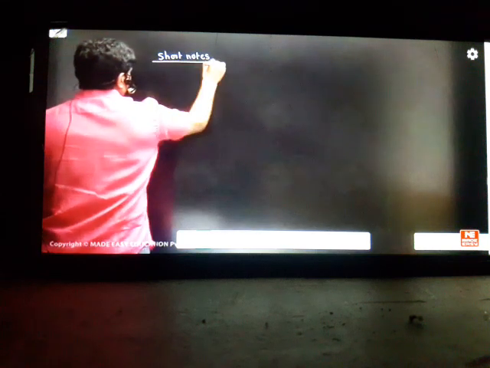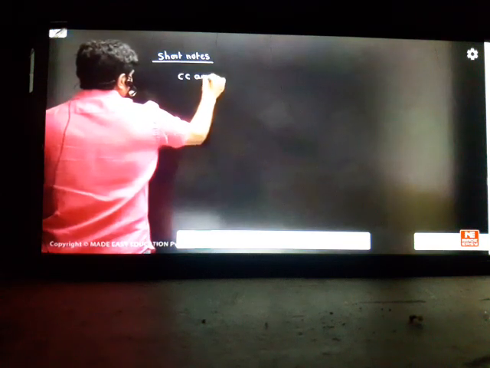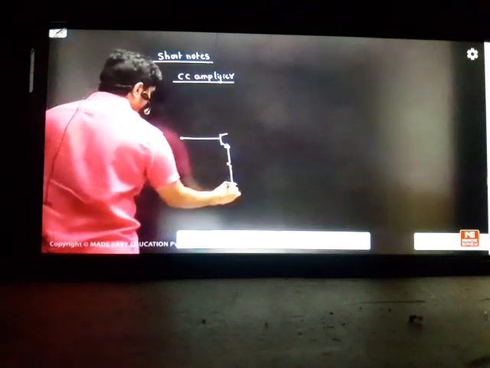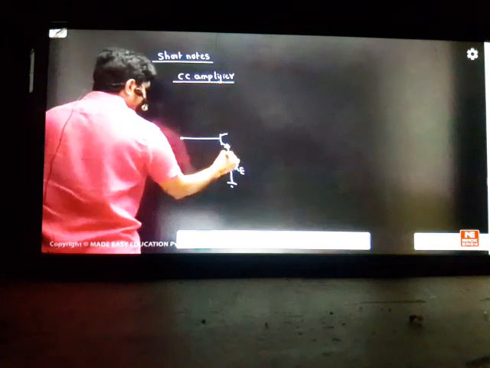Let us start a simple short notes. First is the common collector amplifier. Roughly, if you draw the model without any biasing, in a simplified manner, you can show this is RE. We're taking the output here. This is your input, and the collector is shorted to VCC. This is a common collector amplifier.